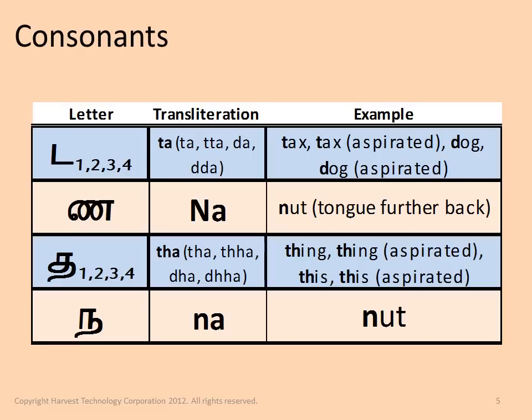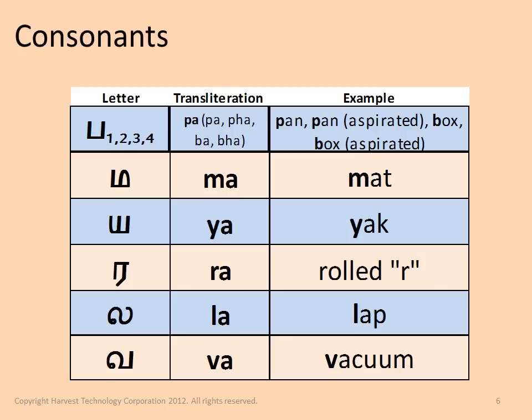The next letter is na, and it's pronounced exactly the same as the N in the word nut. The next consonant is pa. It also has four varieties, the first being pa, as in the word pan. The second variety is a harder, more aspirated version.